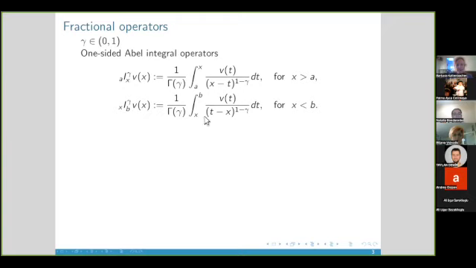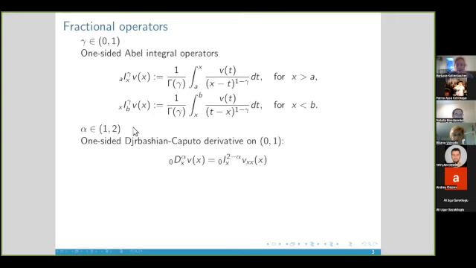So starting from these fractional integral operators, we can define fractional differential operators by just combining one of these one-sided integral operators with an integer differential operator. So the alpha derivative that appeared in the PDE on the previous slide is defined, for example, by just taking the second order integer derivative and, so to speak, removing 2 minus alpha derivatives, so that we end up with an alpha derivative.